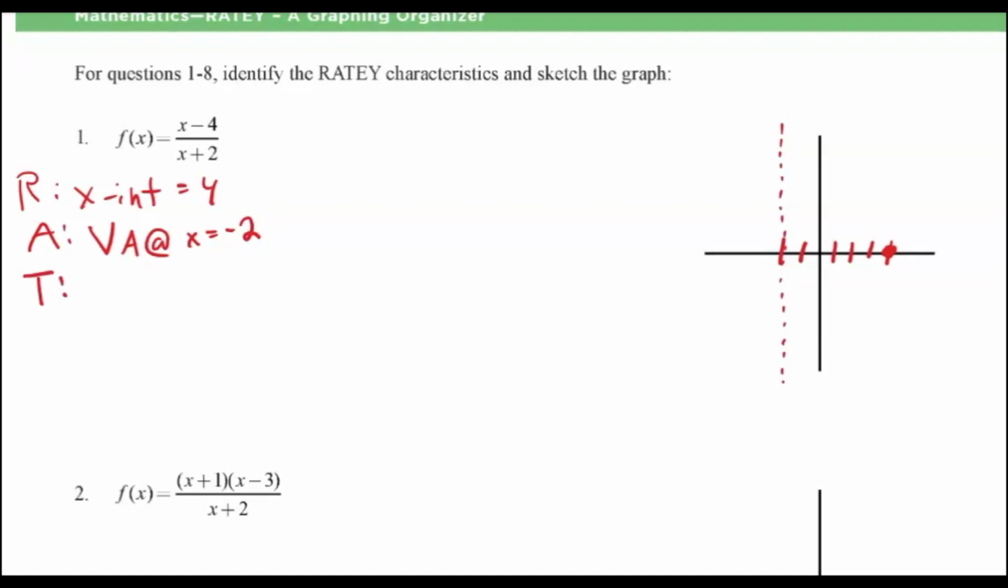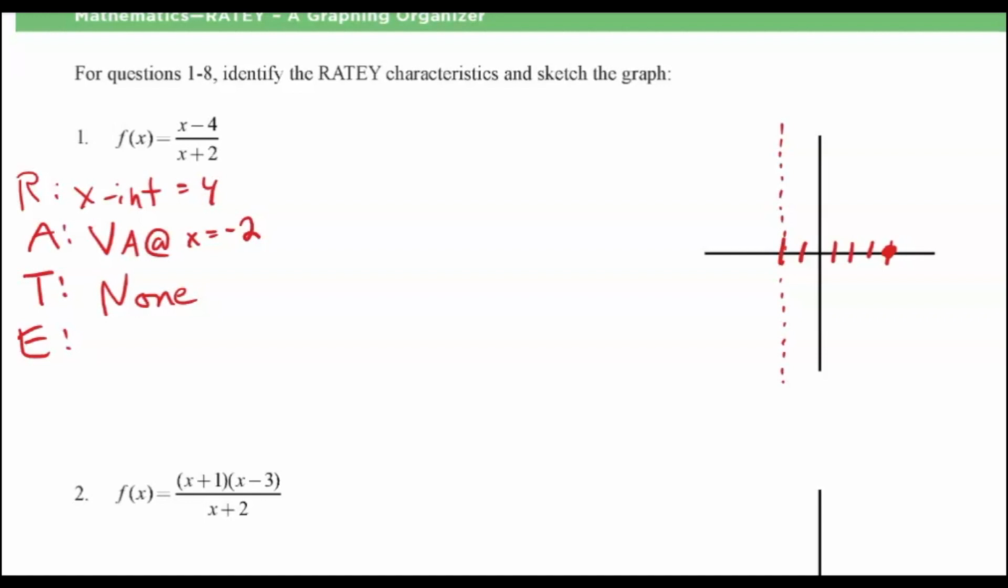Now, for the T, this is where you're going to look for even exponents in the numerator and the denominator on any factors. Since we don't have any, we're simply going to put none. You could put NA or something like that if you would like.